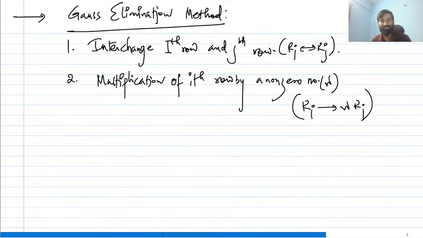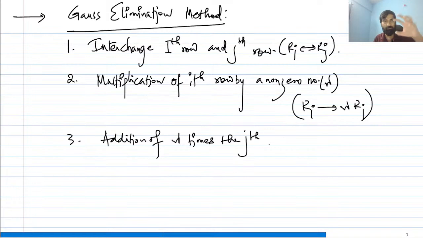How beautiful the concept is, you see. Next, third. These are not new. Again, let me tell you, these are not new. Addition of lambda times the jth row: any row you pick up, jth row, multiply by lambda and add to the ith row. This is the language of matrix.